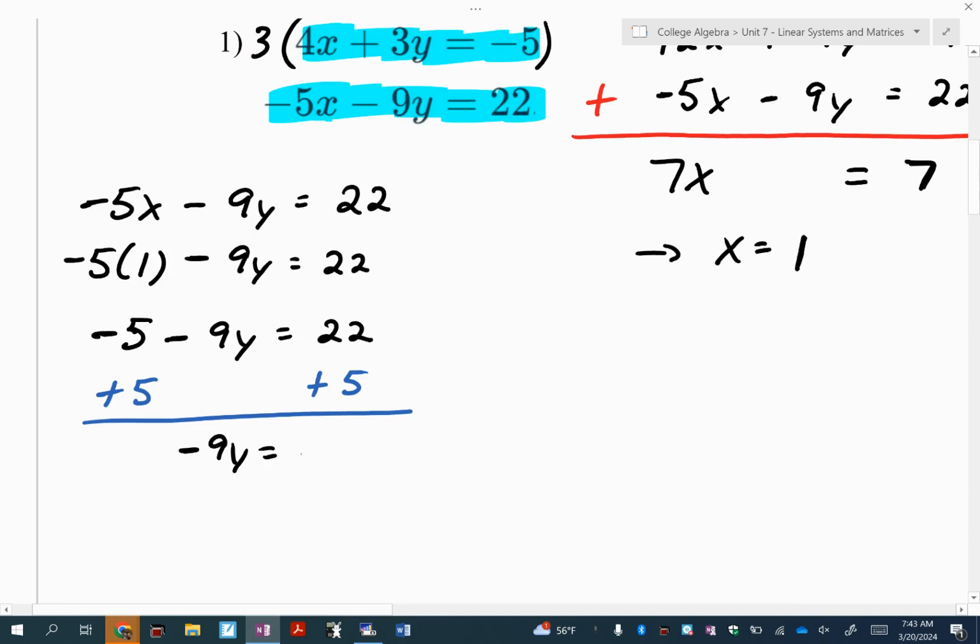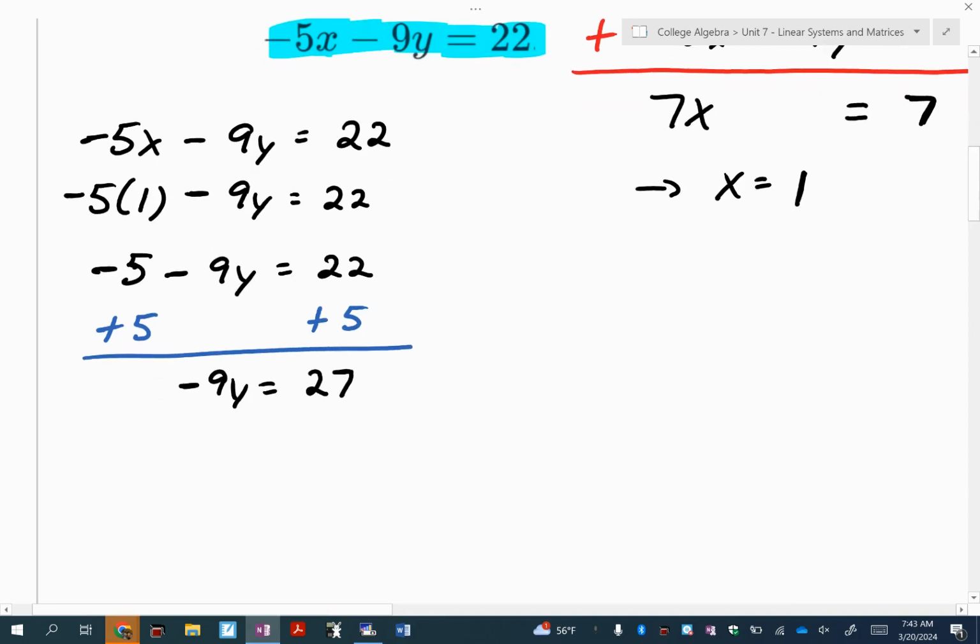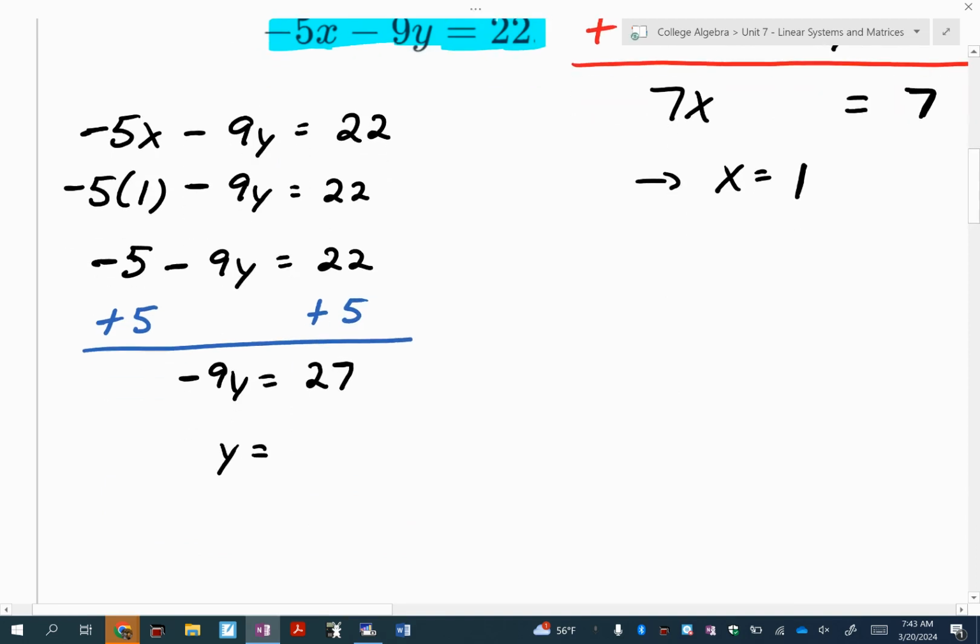Negative 9y equals 27. So what is y equal to? What number times negative 9 gives you 27? Close, Natalia. It'd be negative 3. Nice, Samantha. Yes, because 9 times 3 is 27, but we need it to be a negative times a negative to get a positive.